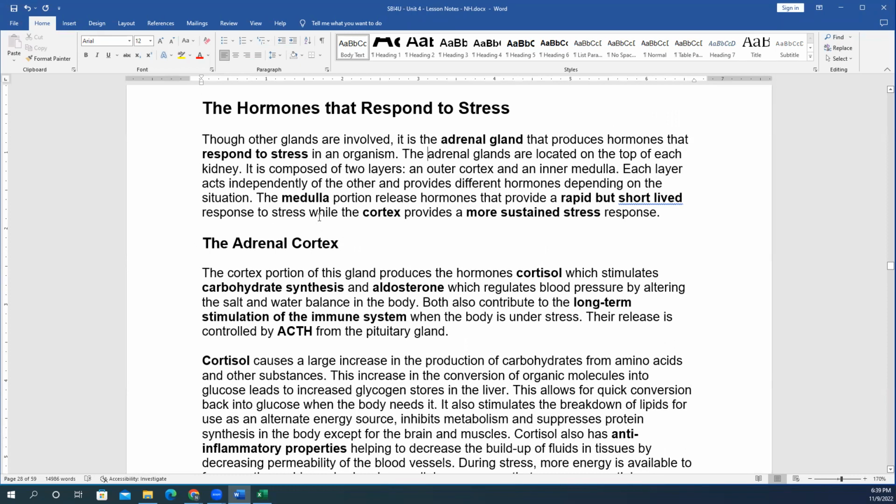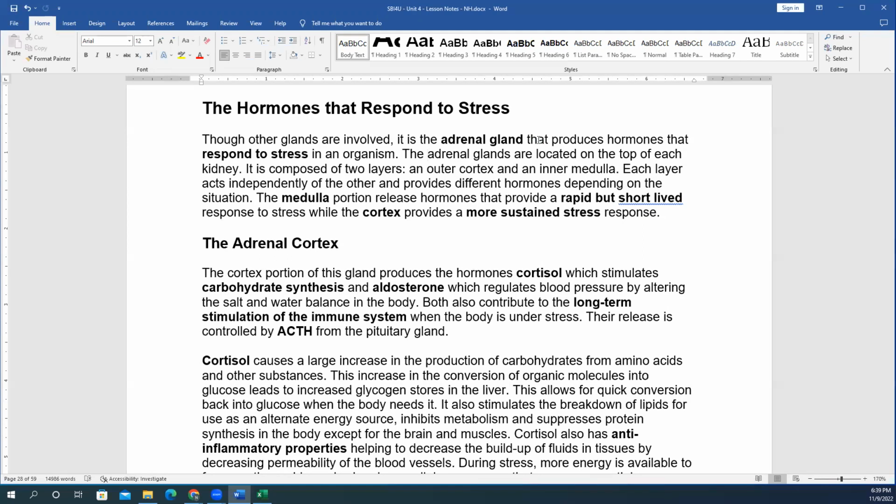So right, we're talking about the location of these. They're located on top of the kidney, and they have those two layers, the outer cortex and the inner medulla. And each of these layers acts quite independently of the other and provides different hormones depending on what the situation is and what response is required.